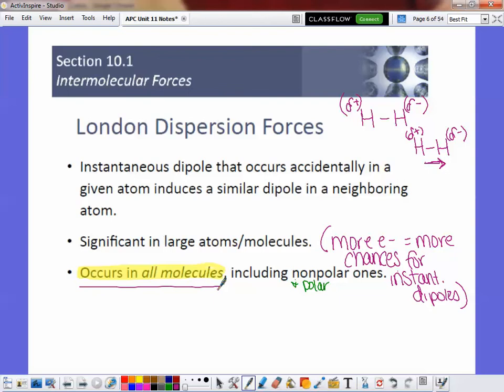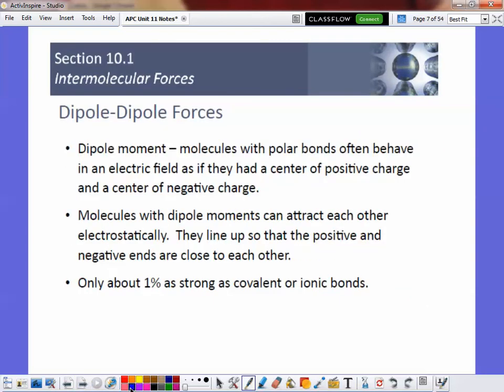All right. Next one I want to talk about are dipole-dipole forces. So this occurs within polar molecules. This is where we have a polar molecule. Remember, a polar molecule has a permanent dipole. Okay, like water or HCl or something like that. We'll talk about HCl. Chlorine is more electronegative than hydrogen. So chlorine has a permanent partially negative charge, and hydrogen has a permanent partially positive charge.